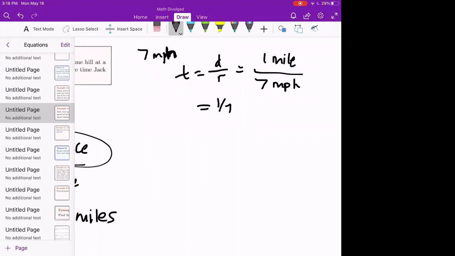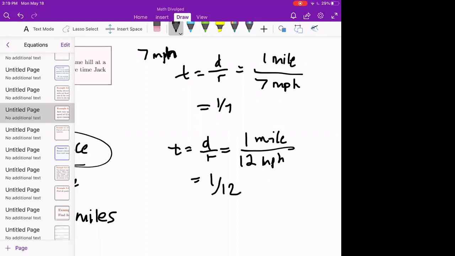And we can do the same thing when he goes down the hill. T is equal to D over R, which is equal to 1 mile over the 12 miles per hour, and that's going to be the rate. So the total amount of time he spends going down the hill is just 1/12. We have the amount of time he goes up the hill and the amount of time he goes down the hill. The total time will just be the sum of those two. So total time is 1/7 plus 1/12, which is just 19/84.